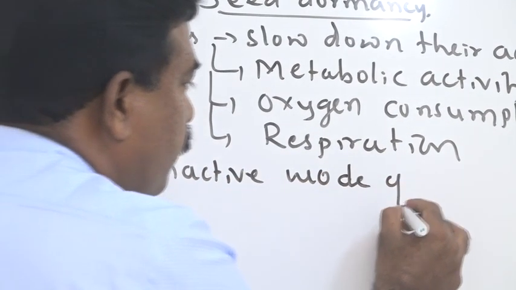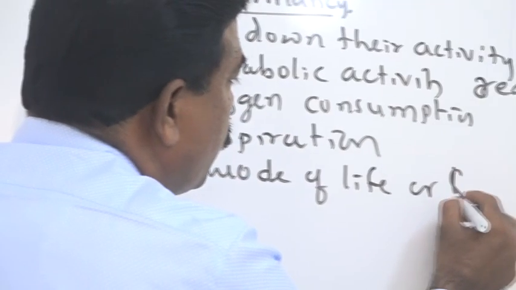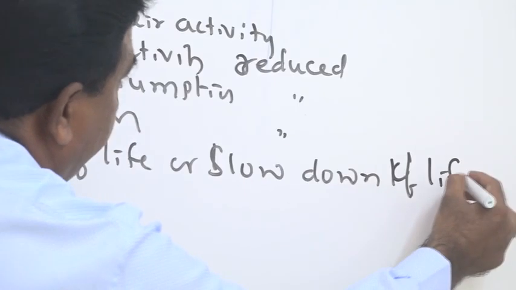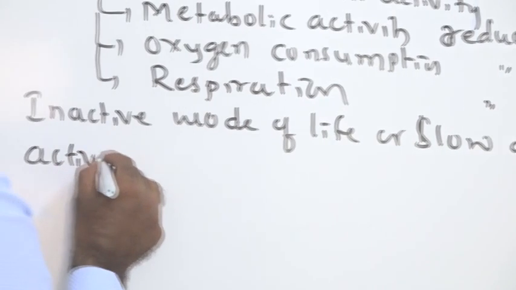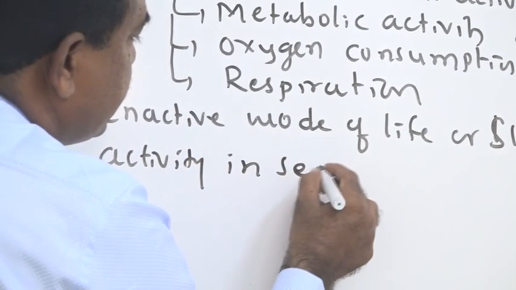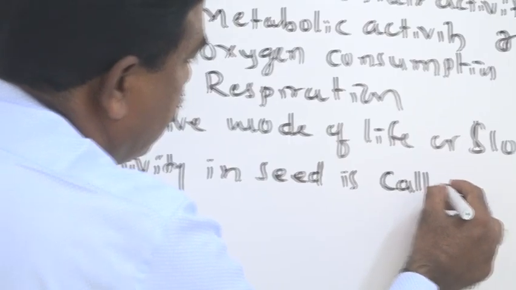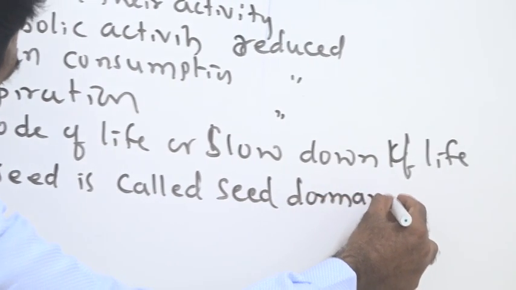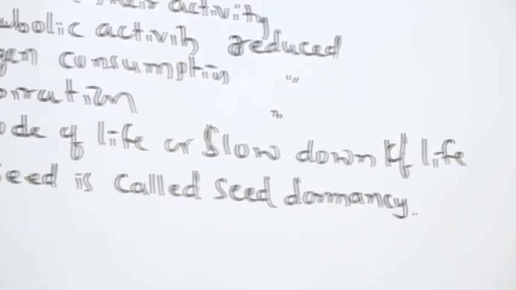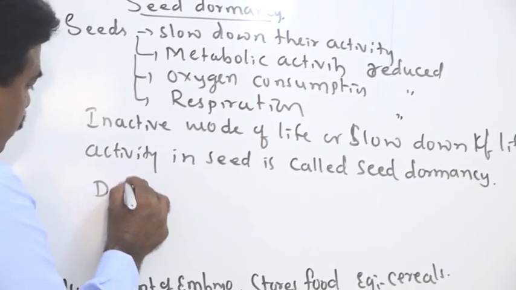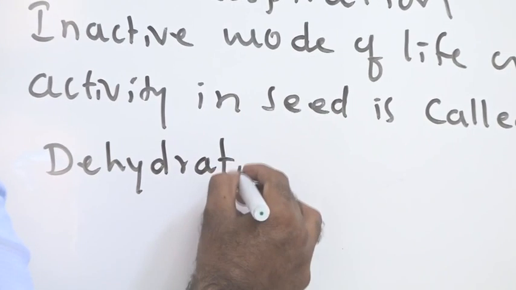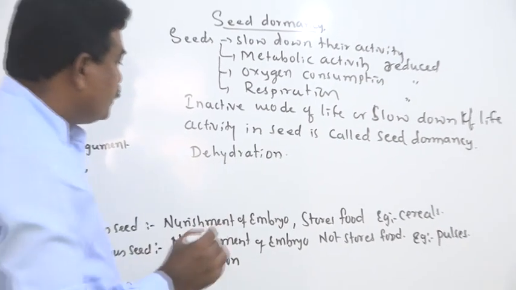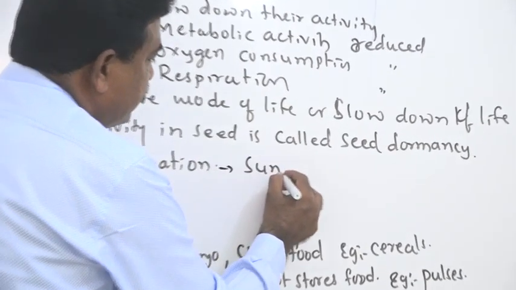As a result, there is an inactive mode of life in the seed. This inactive mode of life, or slowdown of life activity in the seed, is called seed dormancy. At the same time, during seed dormancy, seeds naturally show dehydration. Therefore, farmers even dehydrate the seed by a process called sun drying.